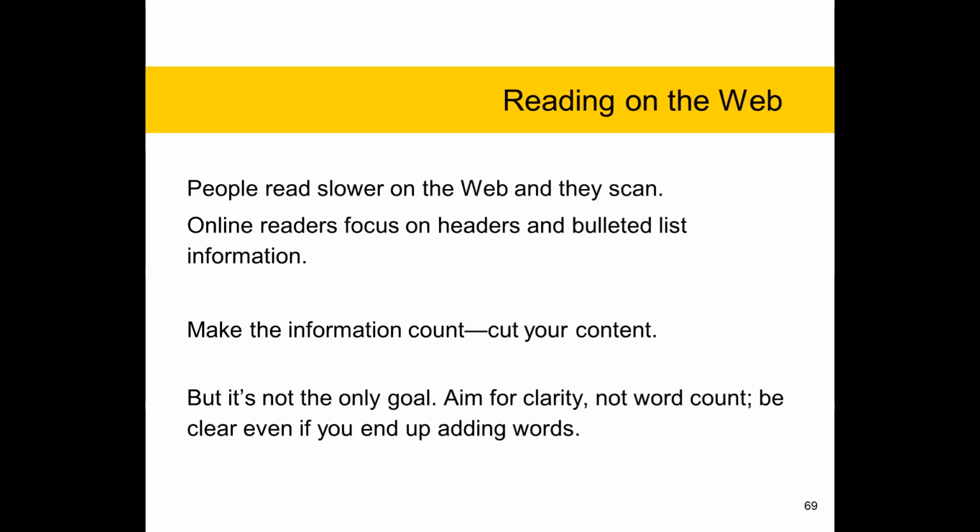You don't want them just scanning the content and clicking a box. You want them to know what you've tried to explain. So it's important to know just cutting things isn't going to cut it, as it were.